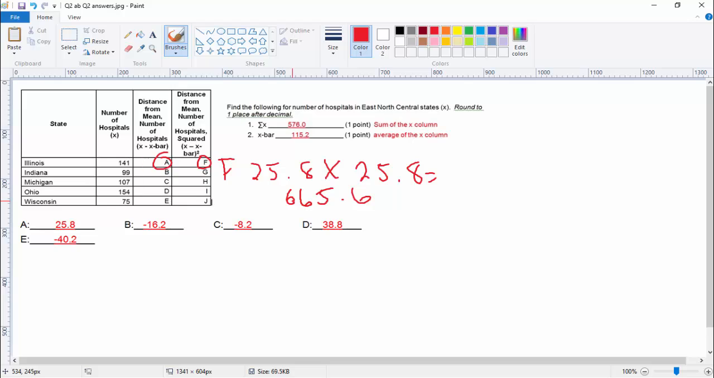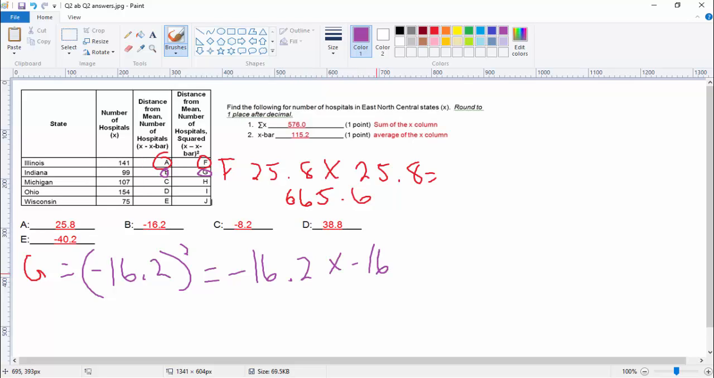So let's do G. Okay, well, we'll do it down here. So G is going to be, here's G. Maybe I can make this a different color. I like purple. So here's G and here's B. So we're going to take B to the second. Okay, so G equals negative 16.2, and actually, I'm going to put parentheses to the second, which is the same as negative 16.2 times negative 16.2.